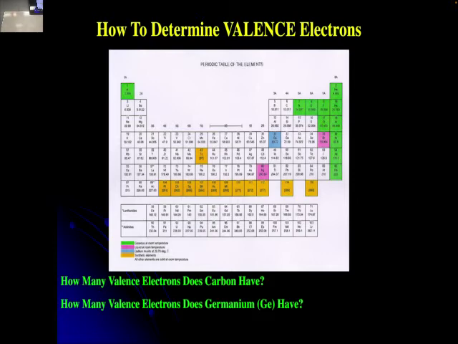So, the good news is that you all can figure out the valence electrons simply by looking at the periodic table. If you look, boron is in group 3. Guess how many valence electrons it has? 3. How many does carbon have? 4. How many does nitrogen have? 5. How many does oxygen have? 6. Fluorine? 7, and 8. And it's got a full shell, so it's not reactive, right?